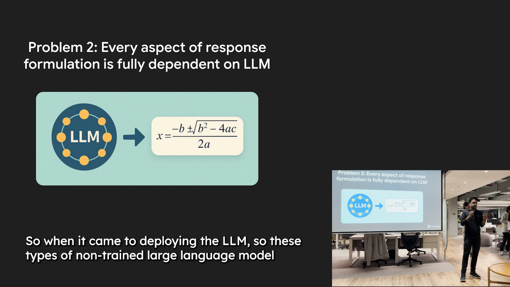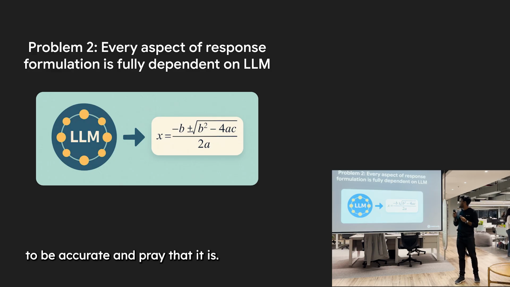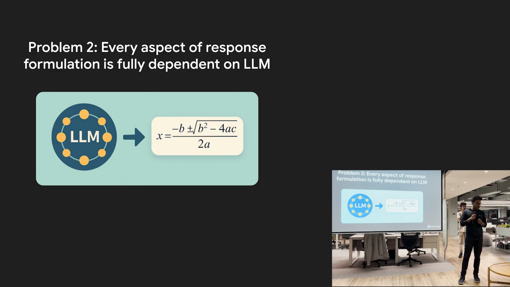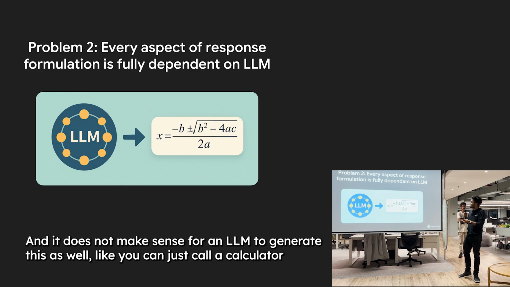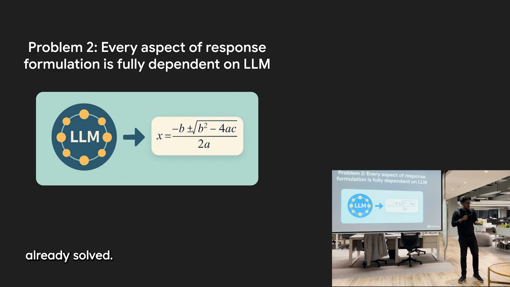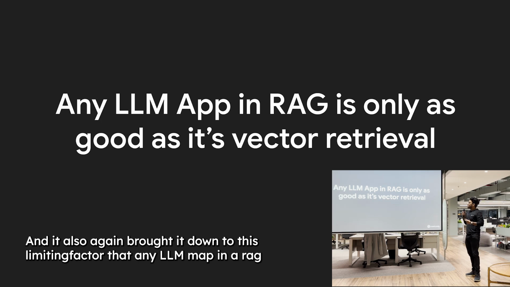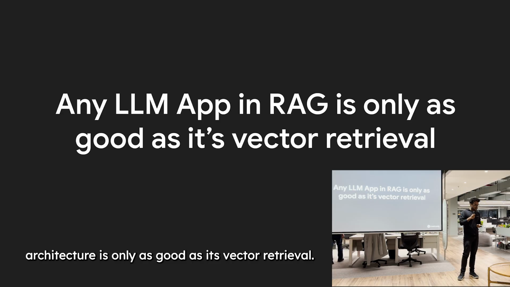and you do not always have to rely on the LLM to generate mathematical constructs. So when it came to deploying these types of non-trained large language model systems in production, it became very unreliable because now you just have to ask the model to be accurate and pray that it is. And it doesn't make sense for an LLM to generate this as well. Like you can just call a calculator, and solving math is a problem that, at least most calculations, is something we have already solved. And it also again brought it down to this limiting factor that any LLM app in a RAG architecture is only as good as its vector retrieval.